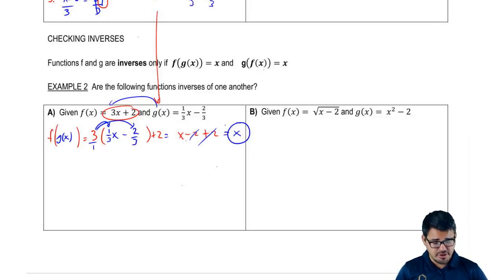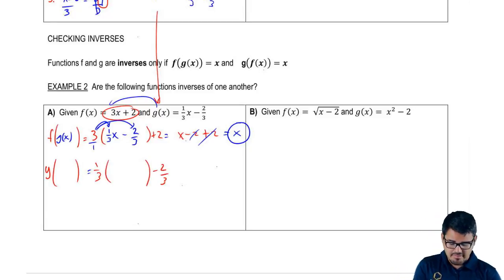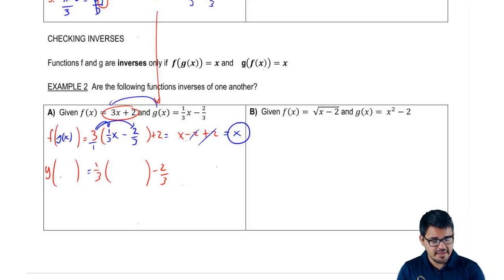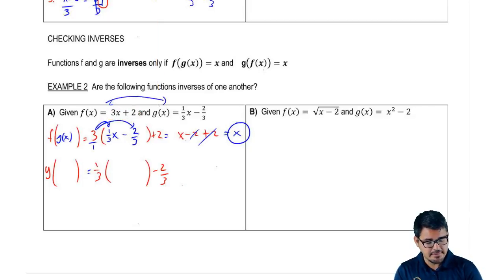So now let's do the next part, which is g of f of x. I'm going to have 1/3, big parentheses where I'm supposed to input my function, and then minus 2/3, and I'm inputting f in this case. I'm going backwards, right? I'm inputting f into g, so I'm going to put f of x in here, which is 3x plus 2, right?